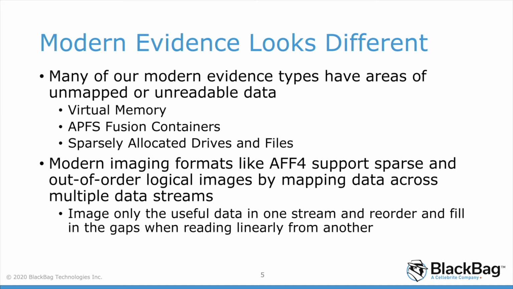We also have a lot of sparsely allocated drives and files to deal with. Why are we going ahead and imaging drives that are mostly unallocated, mostly contain null data, and spending our time hashing and imaging this stuff when we can really just be storing only the data that actually matters? Modern imaging formats like AFF4 know this and support sparse and out-of-order logical images by mapping data across multiple data streams. This allows you to image only the useful data in one stream in whatever order you choose, and then reorder and fill in the gaps when reading linearly from another data stream.